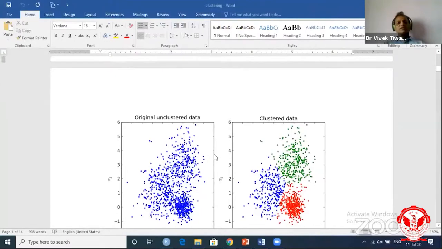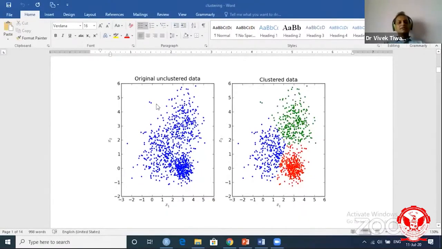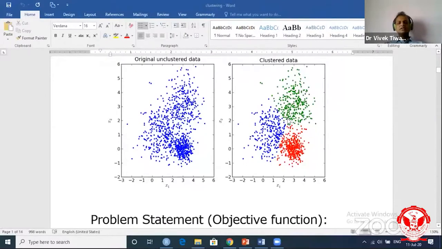Okay, go to the next one. Similar example: suppose this data set is given to you, the original data set on the left hand side. You applied the clustering process. Once the clustering process is over, it has divided the given data set into three subgroups, where you can see the data items represented by green color, meaning there is a green color cluster, a blue color cluster, and a red color cluster.